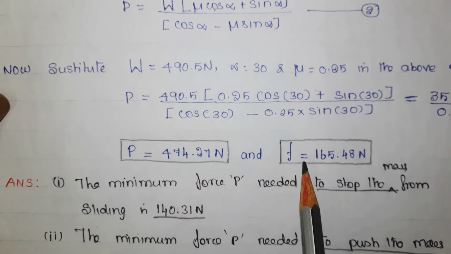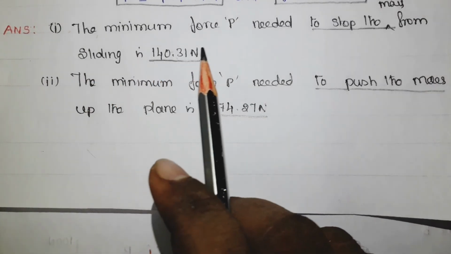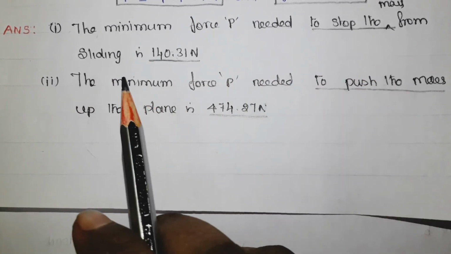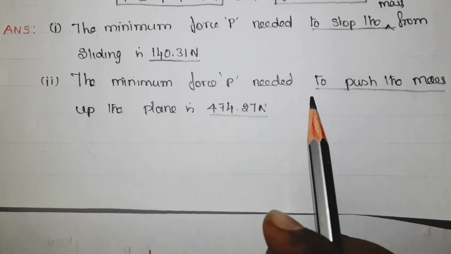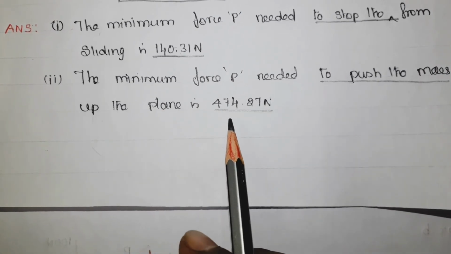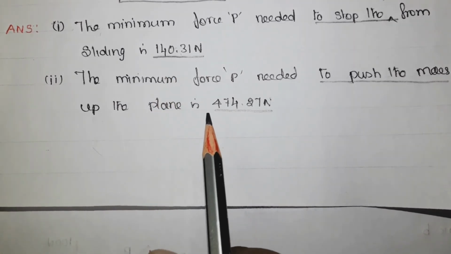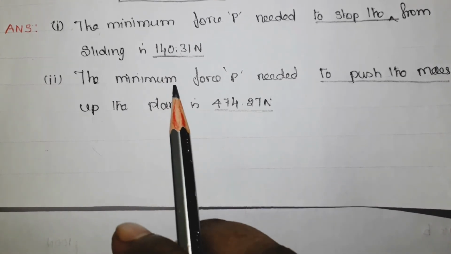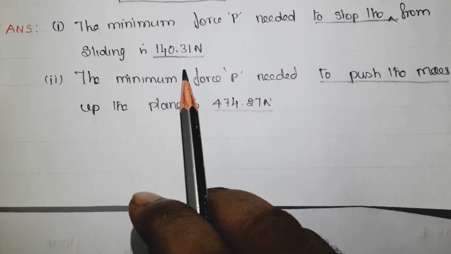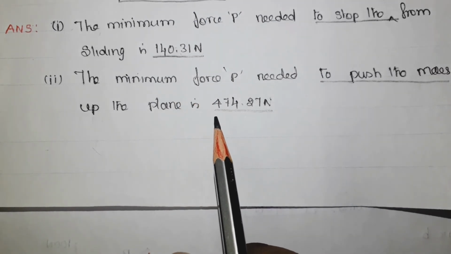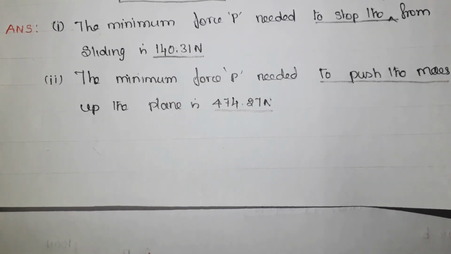The corresponding value of friction is 165. Now the answer: the minimum force P needed to stop the mass from sliding is 140.31 Newton. In the second case, the minimum force needed to push the mass up the plane is 474.27 Newton. The reason behind this difference is that the friction factor plays an important role. In the first case, the friction assists the force P, but in the second case, the friction acts against the applied force P. Because of this, we have the difference.